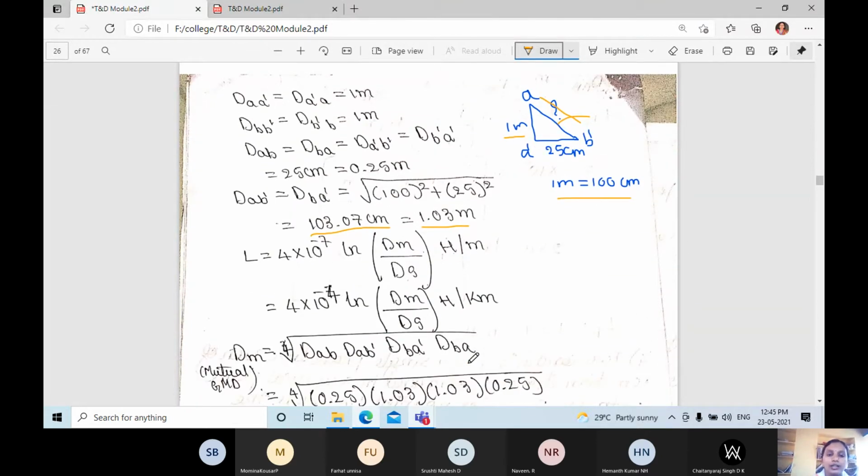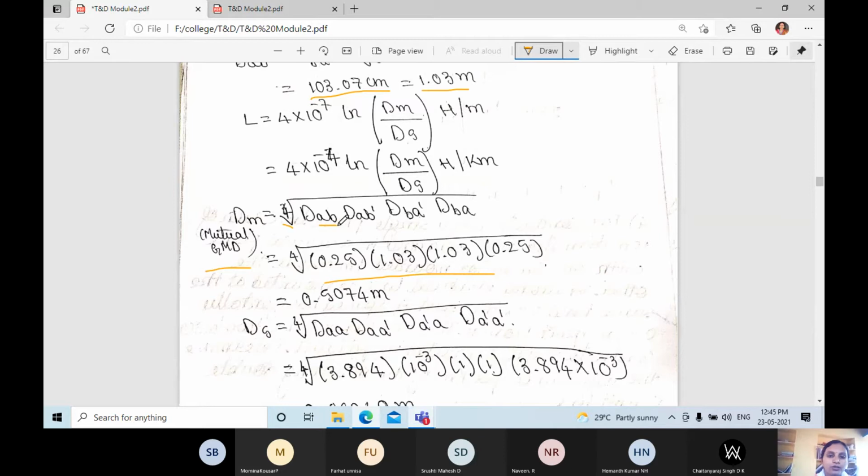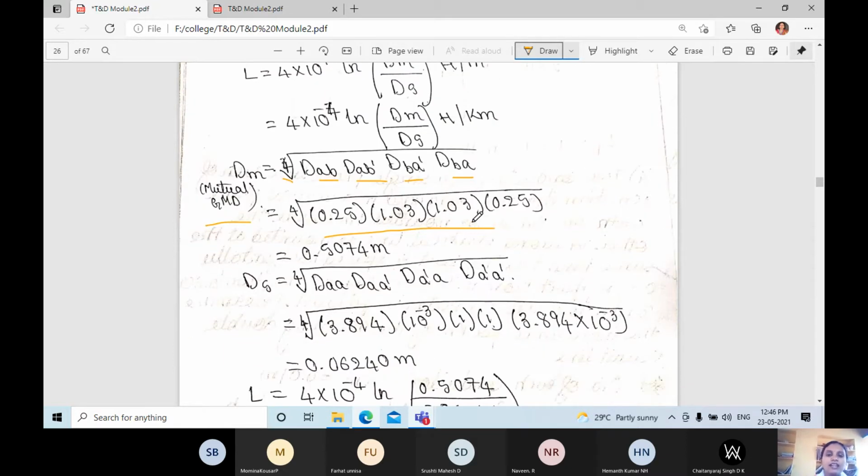L is equal to 4 into 10 to the power of minus 7 ln Dm divided by Ds. Here Dm is the mutual GMD. You will read in detail in the next classes. Mutual GMD is the fourth root of DAB, DAB dash, DBA dash, DBA. Substitute all the values: first AB, then AB dash and BA dash, next BA. These 4 values we have substituted.